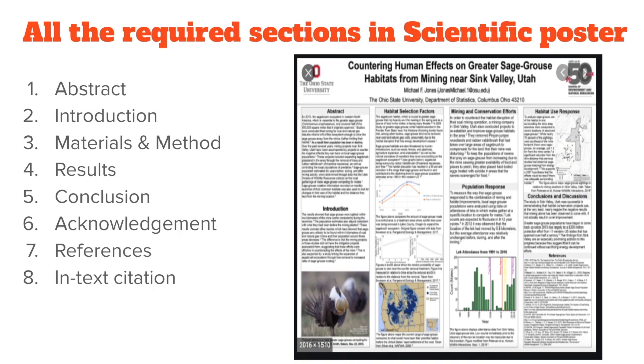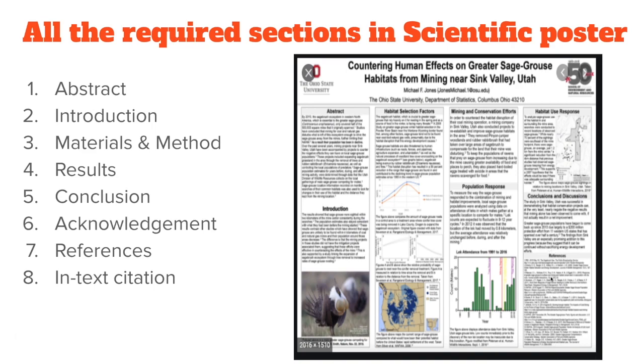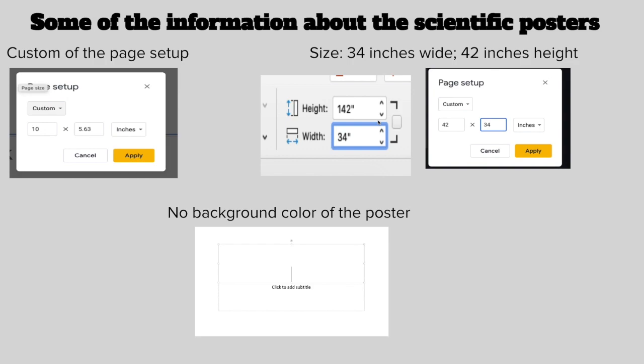References are always at the bottom of the poster, as you guys can see in here. You put there what resources you used. The references section is really very important. If you don't use it, you might get caught for plagiarism and your poster will be invalidated, which people don't want. In-text citation is a citation that you put in the middle of your text to show where you got the resources from. Some of the information about the scientific poster.